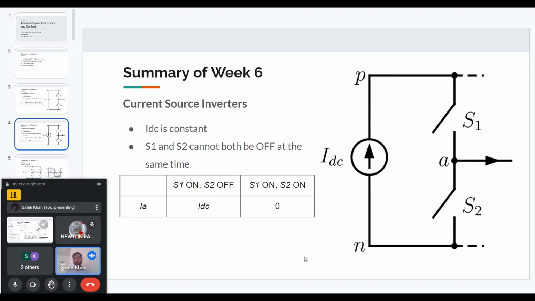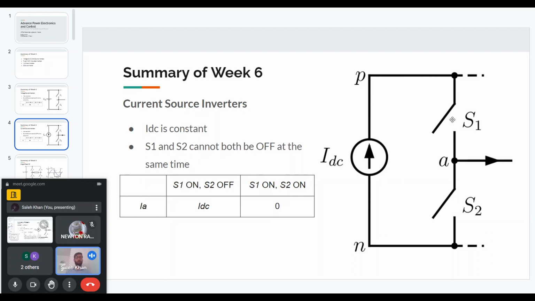Now a current source inverter is quite similar, except that instead of a voltage source, we have a current source. The current source provides a constant DC current, IDC. Usually this can be a voltage source in series with a high inductance, which will not allow the current value to change, so we can consider it as a current source. But here the rule is that the switches S1 and S2 cannot both be off at the same time. They can both be on. If they are both on, the IDC current will flow through them, so there is no issue of damage.